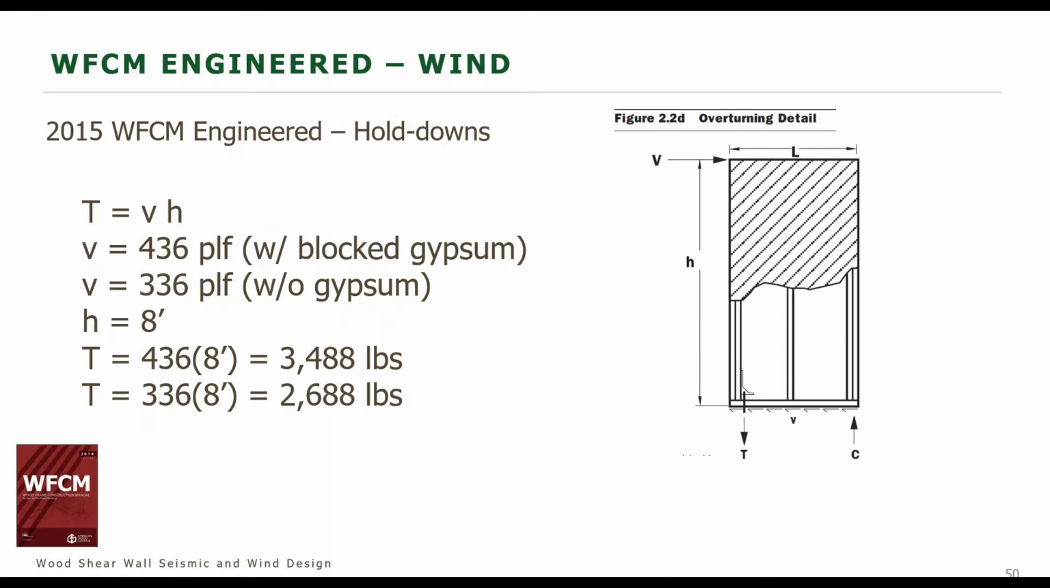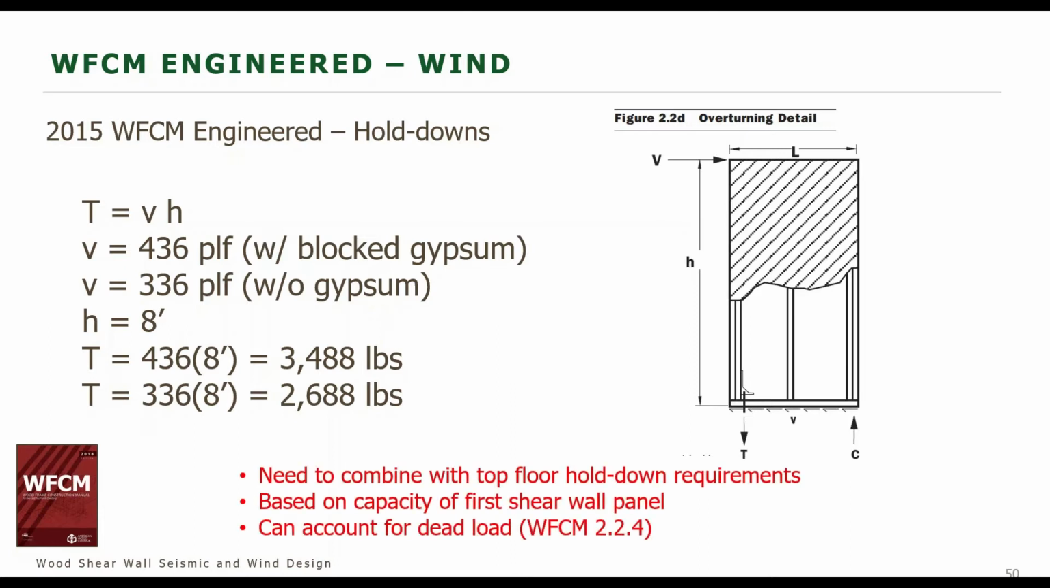The hold downs for the engineered chapter, these are calculated the same way that the table in chapter 3 was calculated. So these numbers are probably going to look familiar to you. The capacity of the wall is what still controls the design. So we would need to base it on the wall capacity depending on whether or not we're using the gypsum interior. So for our wall with the gypsum, the capacity of the hold down is 3,488 pounds as a minimum. Without the gypsum, it would be 2,688.